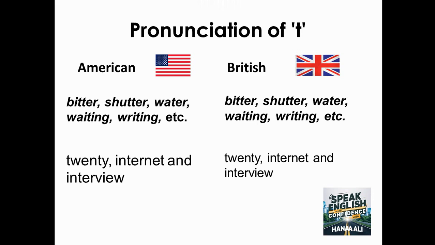In American English, we pronounce T as D in words like bitter, shutter, water, waiting, writing. But we don't pronounce T in words like twenty, internet, and interview. But in British English, we pronounce the T in bitter, shutter, water, waiting, writing, twenty, internet, and interview.